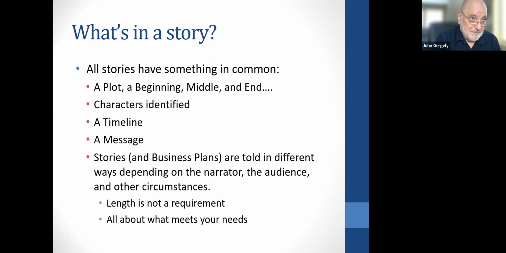It could be related to the type of industry you want to start in. Lots of different factors, but the point is there are no two the same. And you, as the author, determine what's in your plan. However, as you're going to see, there are certain things that have to be in that plan. We're going to talk about those, but length is not a requirement.